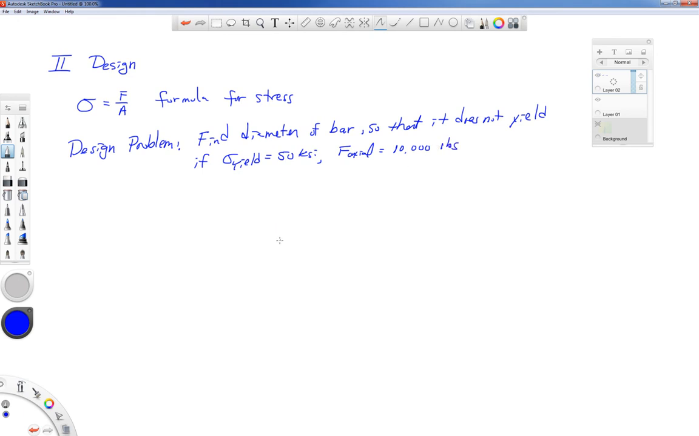All right, so we know how to work this. So we go over here and say, okay, I know my stress is 50 ksi, and that's equal to 10,000 pounds divided by the area of the cross-section, and in terms of the diameter, pi over 4 diameter squared, and we go and we work this, and we get a diameter of 0.505 inches. Okay, I went ahead and did that calculation ahead of time.